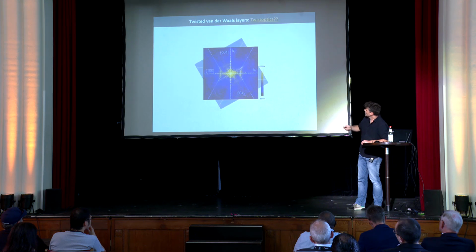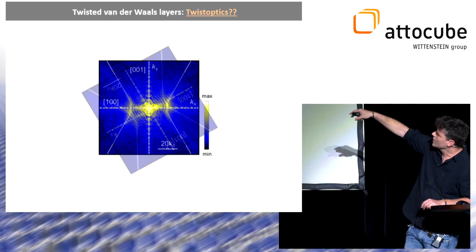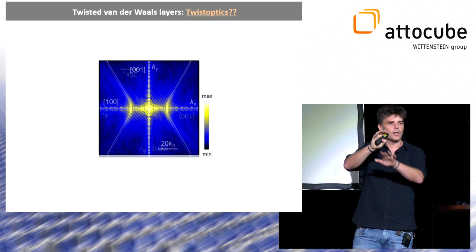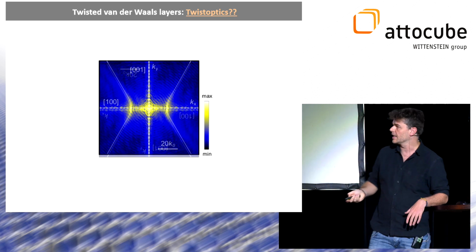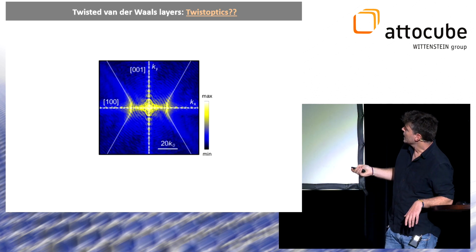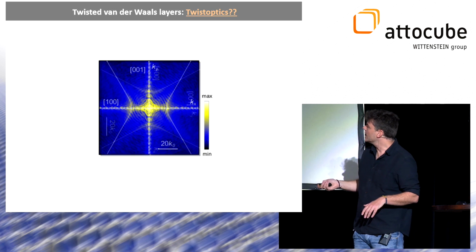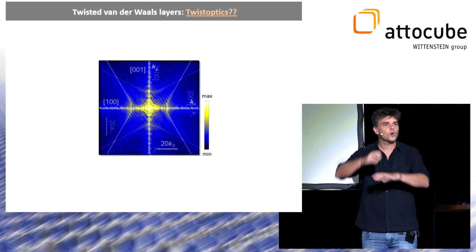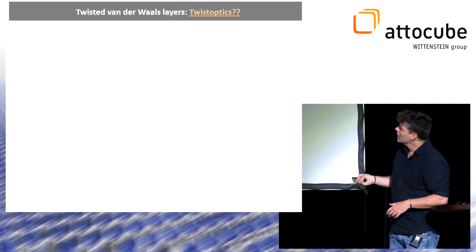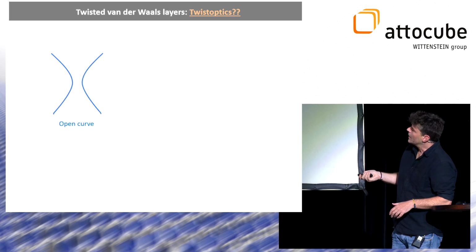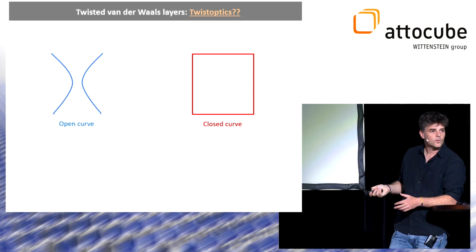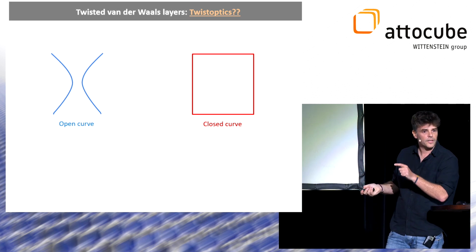Yes. So you have the two hyperbolas, and then you can rotate one to the other. If you just rotate one to overlap the other, you have a hyperbola. You don't change anything, so you have a hyperbolic isofrequency curve. But you can also rotate them, for example, 90 degrees, and then you close the isofrequency curve. So you go from an open curve, which is a hyperbola, to a closed curve that is something close to a square. So the topology of the isofrequency curve changes.